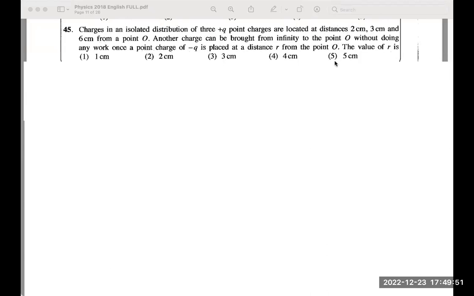Let's draw that first of all. So we have a charge distribution. And this is my point O. I'll take this as my point O. And from point O, we are placing 3 point charges.